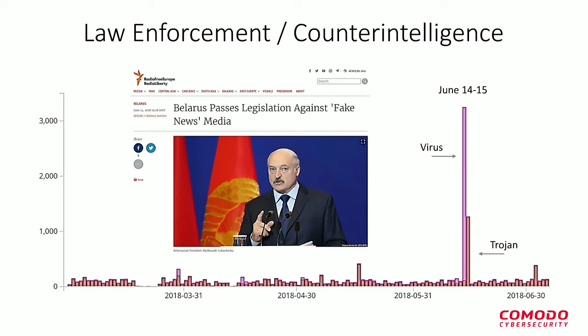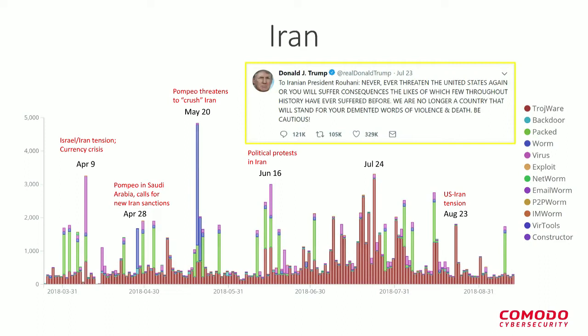So I think just one or two more slides here. Cyber war is a thing, right? The pressure or coercive power on the part of governments. These are detections in Iran, and you can see over the last 6 months, Pompeo threatens to crush Iran, massive spike. And then the large cluster of Trojans came during a period of high tension with the United States.